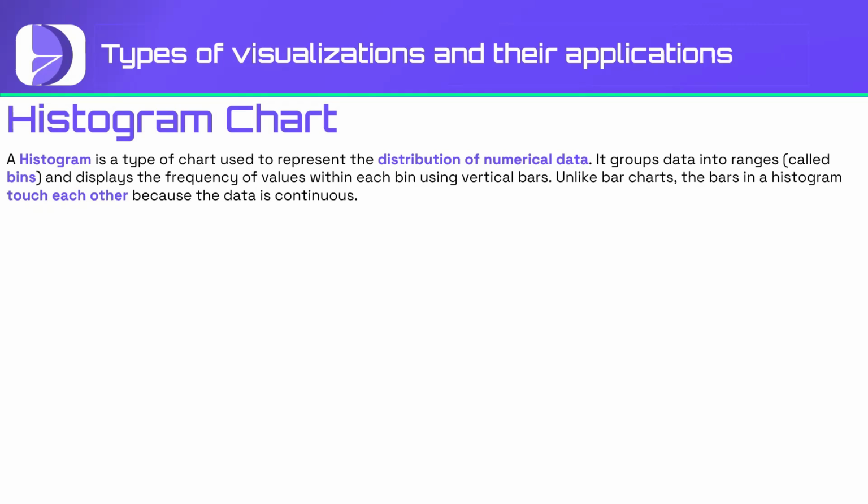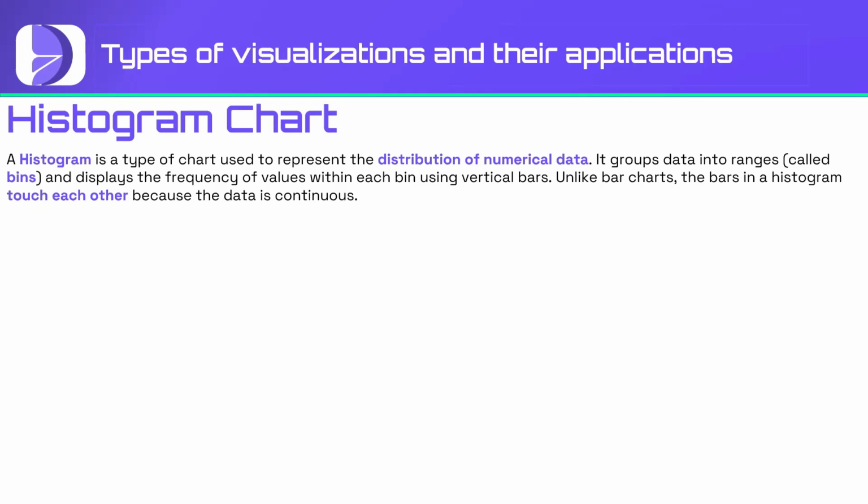If you remember, in one of our videos I made mention of the categories of visuals that we have: comparison, composition, distribution, and relationship. Whenever I deal with distribution, that is when you start making use of a chart called a histogram, because it helps to represent how numerical data is distributed. It groups data into ranges, which are also called bins.